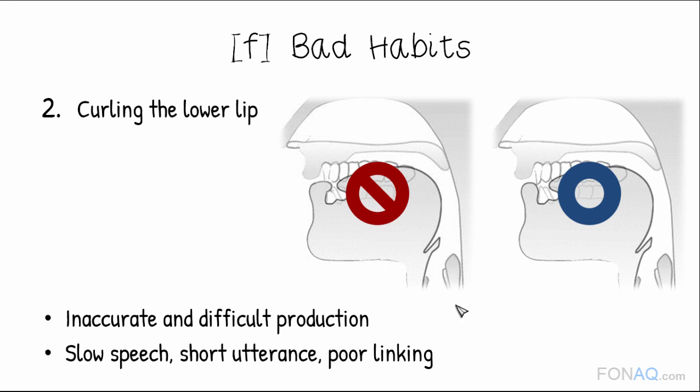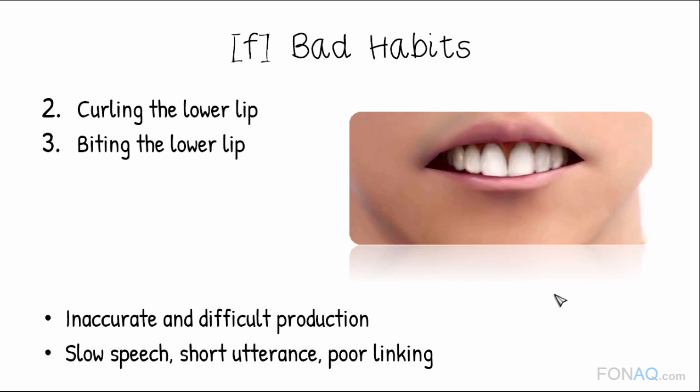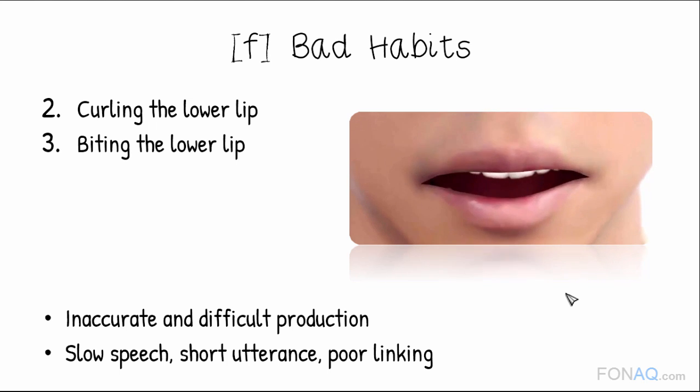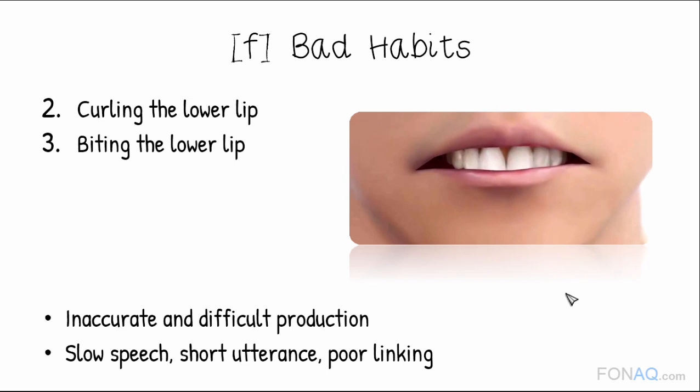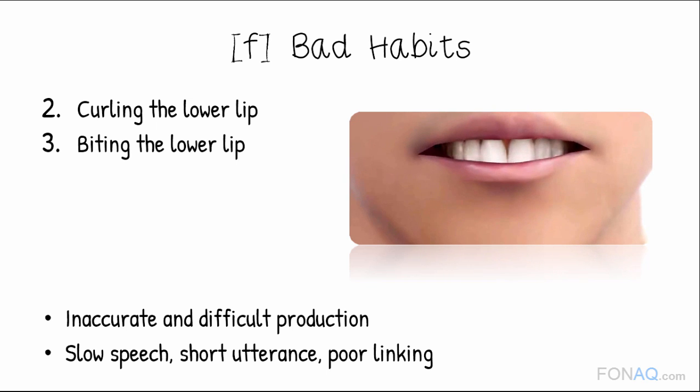This in turn leads many people to bad habit number 3, which is biting. From our infancy, we've had the tendency to bite anything in our mouth. So when we have the lower lip in our mouth, we naturally think we should bite it. When you apply pressure on the lip, however, air, which is the source of the F sound, cannot get out well. The consequences are slow speech, short utterance, and poor linking. It looks like this. Notice how air does not escape as smoothly as with the correct form.